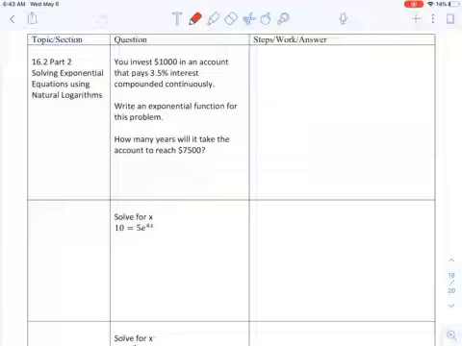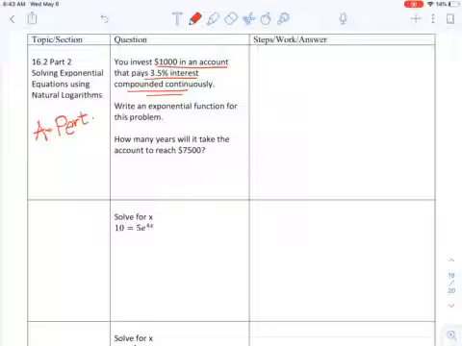We are going to continue on solving exponential equations. This time we'll use natural logs to help do that. So our scenario: you invest $100,000 in an account, it pays 3.5% interest, and it's compounded continuously. Well, that part where it says it's compounded continuously reminds me of this formula. And so the first part: write an exponential function for this problem.